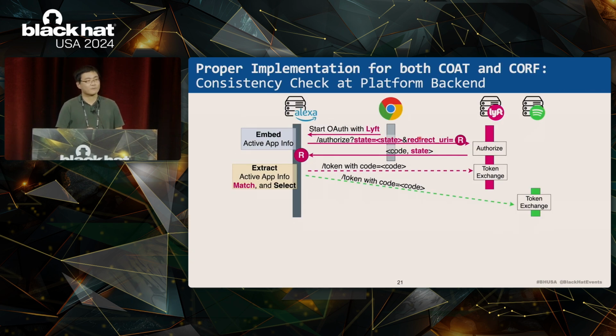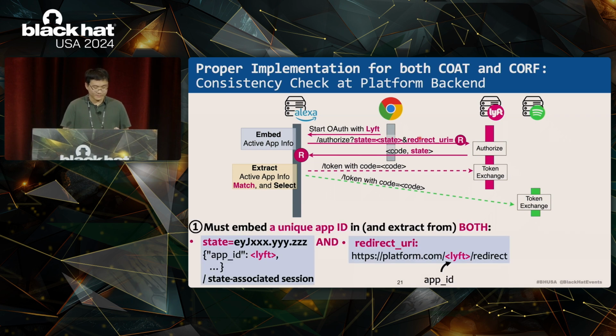So the root cause of both problems is that the platform would solely rely on the state parameter or the redirect URI for the active app tracking. So to defend against these two attacks, our solution is that the platform should first embed the same app identifier in both the state parameter and the redirect URI, and then extract it from both to see if they're consistent before the token exchange.